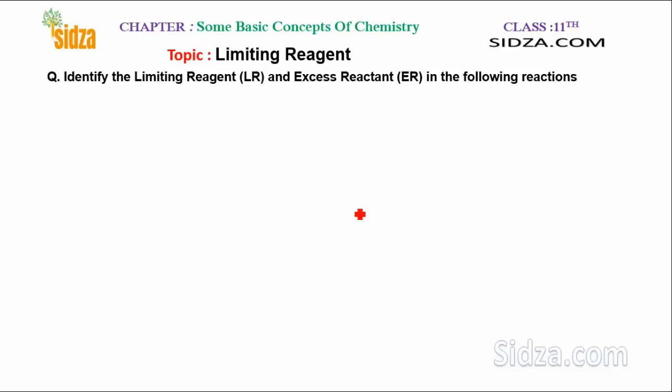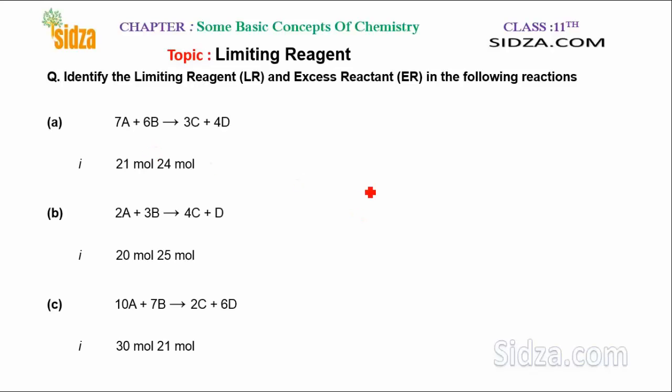Now in this video we will do some of the numericals on the limiting reagent. But before, I would suggest to all those people who have not seen my previous video, in which I have defined what the limiting reagent is and how to find the limiting reagent, to first see that video, and then come back to this second video on the limiting reagent. So here we have certain reactions, and we need to find the limiting reagent and the excess reagent from the following reactions.